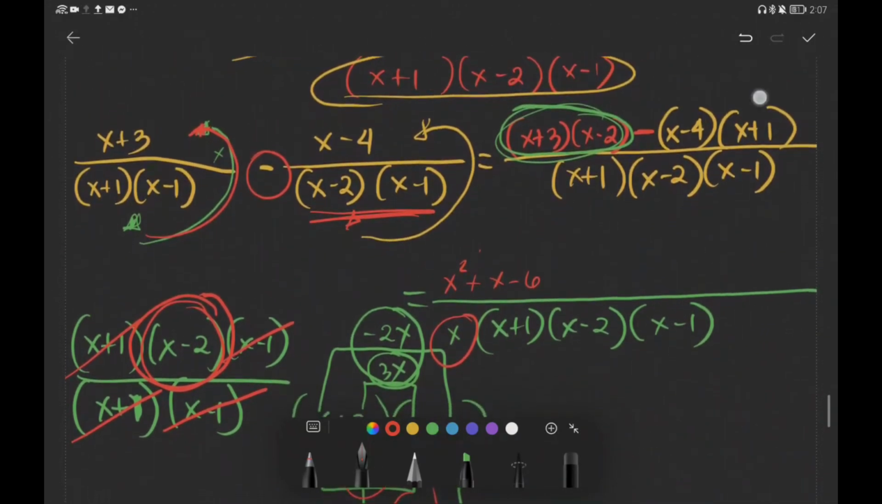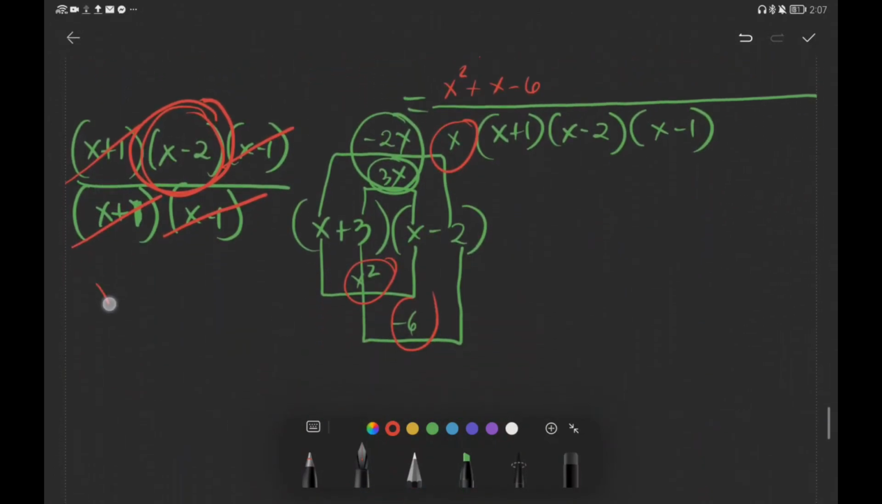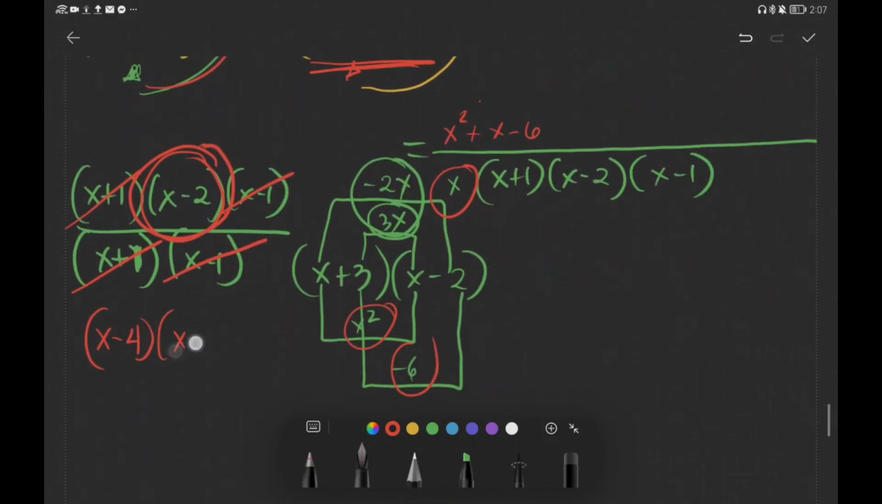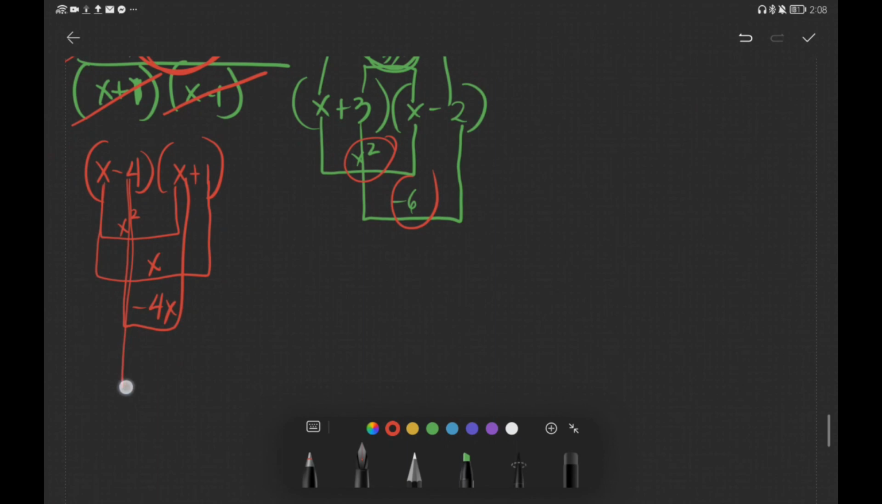Now, we multiply this one. x minus 4 times x plus 1 using the FOIL method. So, the first term, x times x, that is x squared. Outer terms, that is positive x, or positive 1x. Inner terms, negative 4 times positive x, that is negative 4x. And the last terms, negative 4 times positive 1, that is negative 4.